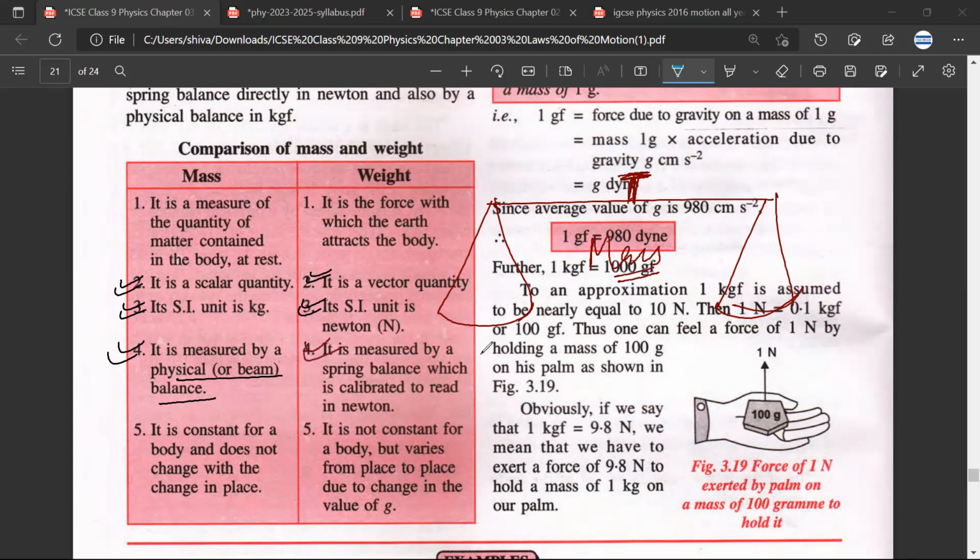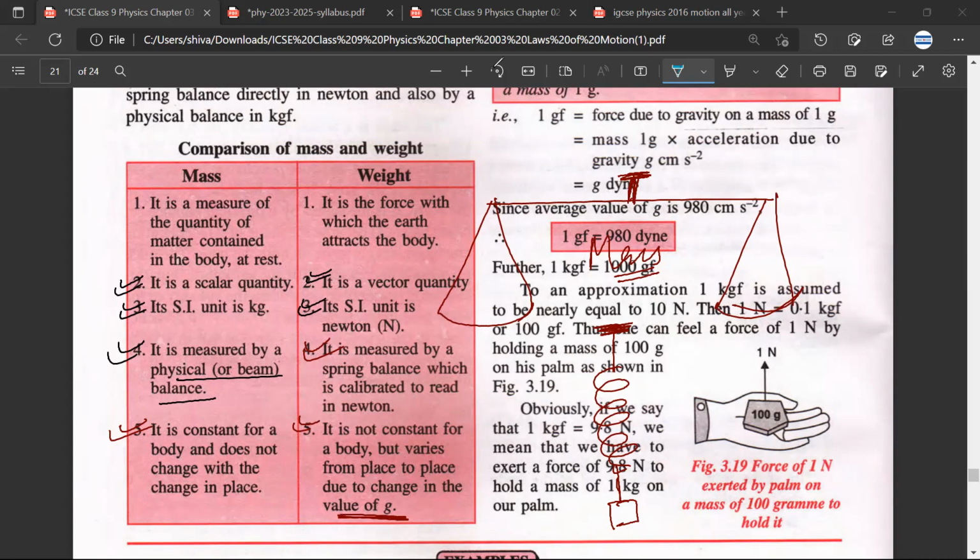But a spring balance looks something like this. So this spring balance measures the weight. And one very simple difference is that mass doesn't change, but weight will differ depending upon the value of g, which is the acceleration being provided by that heavenly body.